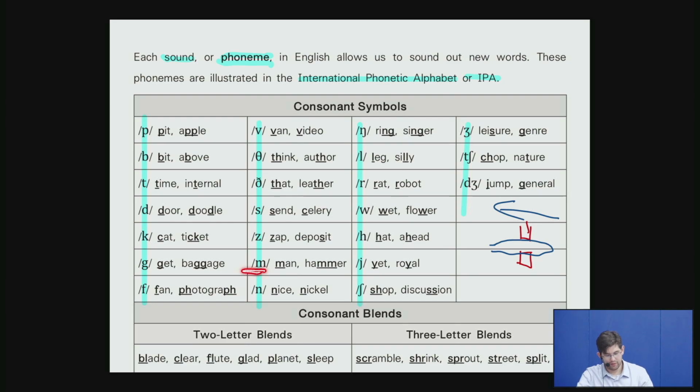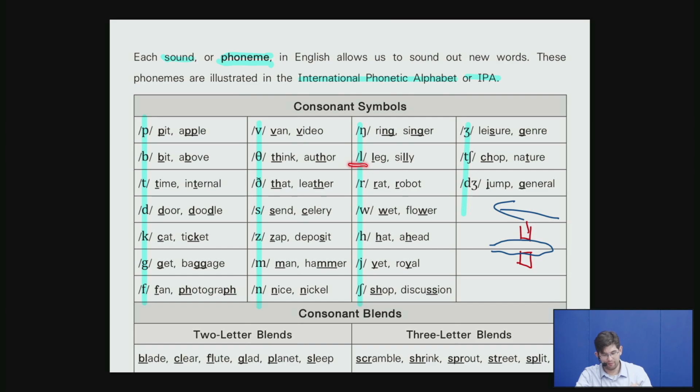Moving on to our M sounds, we have man and hammer. Our next sound is N. We have nice and nickel. We have our next blend sound, our NG. This is a very common blend. Our first example is ring and singer. Please make sure you are repeating to help you practice your own phonics as we do this.